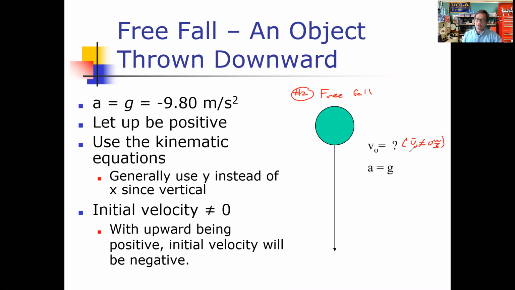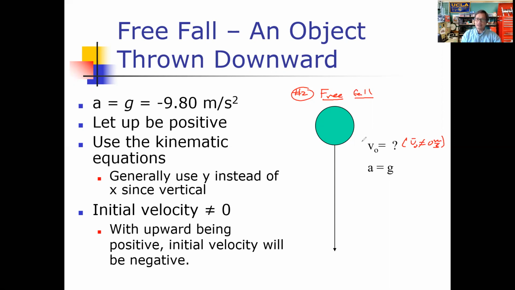So essentially the way you want to think about it here, with this particular type of free fall, instead of letting an object drop down towards the surface of the Earth, we actually take that object and we throw it down. So we give it an initial velocity.